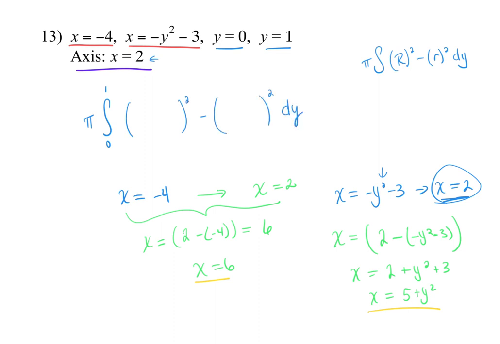So between 0 and 1, for these two new functions that have been shifted, I need to figure out which one comes first and which one comes second. 6 is always 6, that's easy. If I plug in some fraction and square it and add it to 5, it's not going to get bigger than 6. So my 6 is going to come first. And I'm going to say 6 squared minus (5 plus y squared) squared.